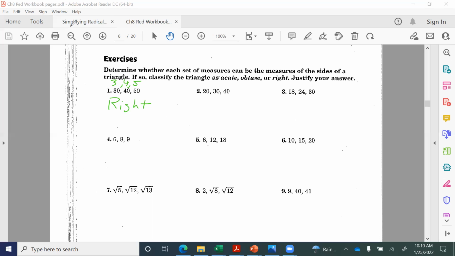Yeah, so it can only make a triangle if the two smaller values' sum is greater than the third side. So on here, 20 and 30 add to 50. 50 is greater than 40. So yes, this can make a triangle. Now we need to look further and ask, what type of triangle? So we're going to plug it into the Pythagorean theorem.